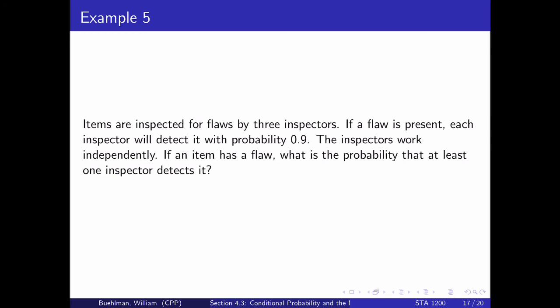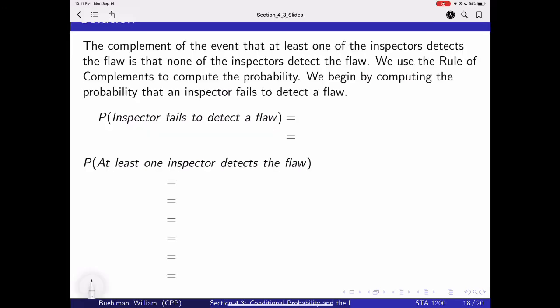Example 5. Items are inspected for flaws by 3 inspectors. If a flaw is present, each inspector will detect it with a probability of 0.9. The inspectors work independently. If an item has a flaw, what is the probability that at least one inspector detects it? The complement of an event that at least one of the inspectors detects the flaw is that none of the inspectors detect the flaw. We use the rule of complements to compute this probability.